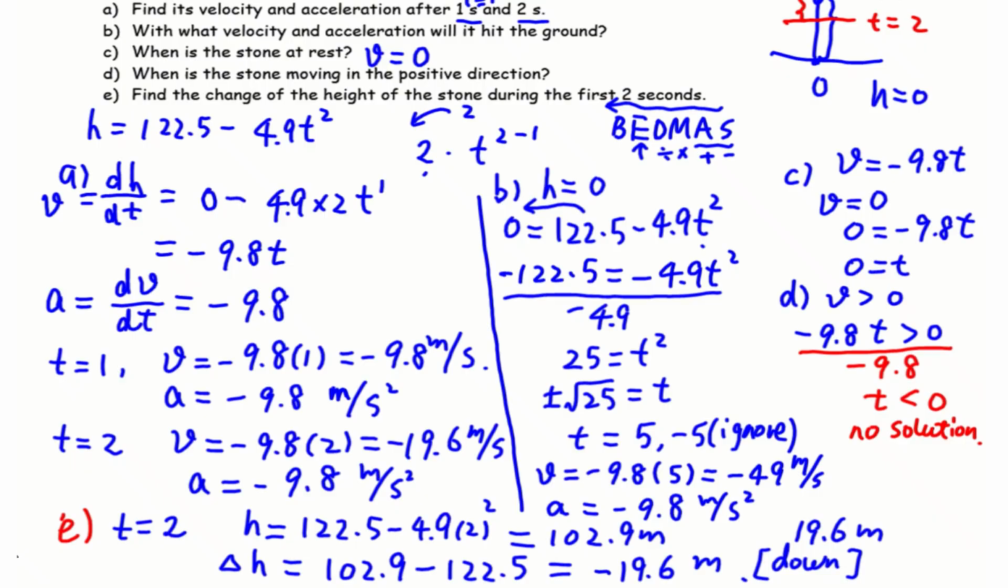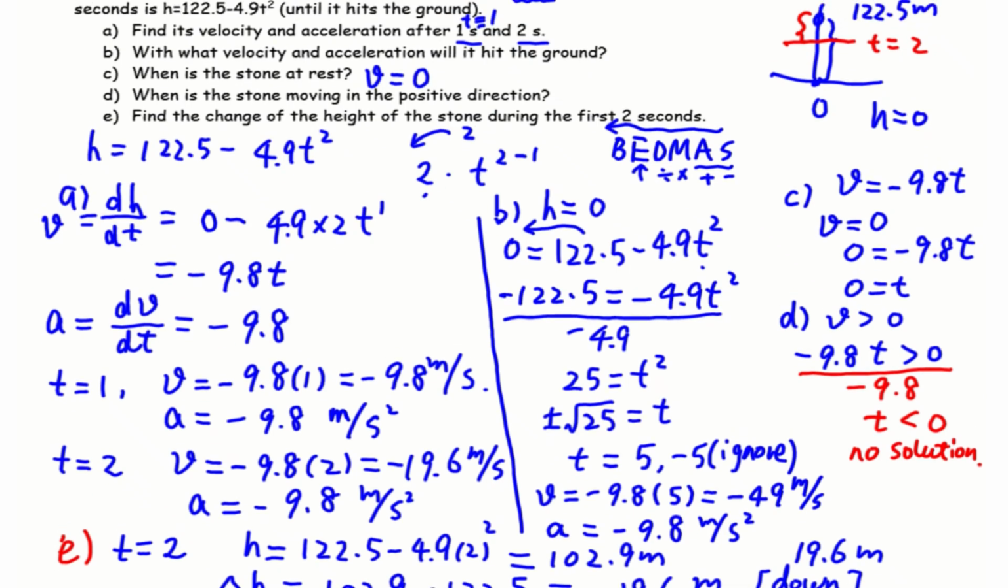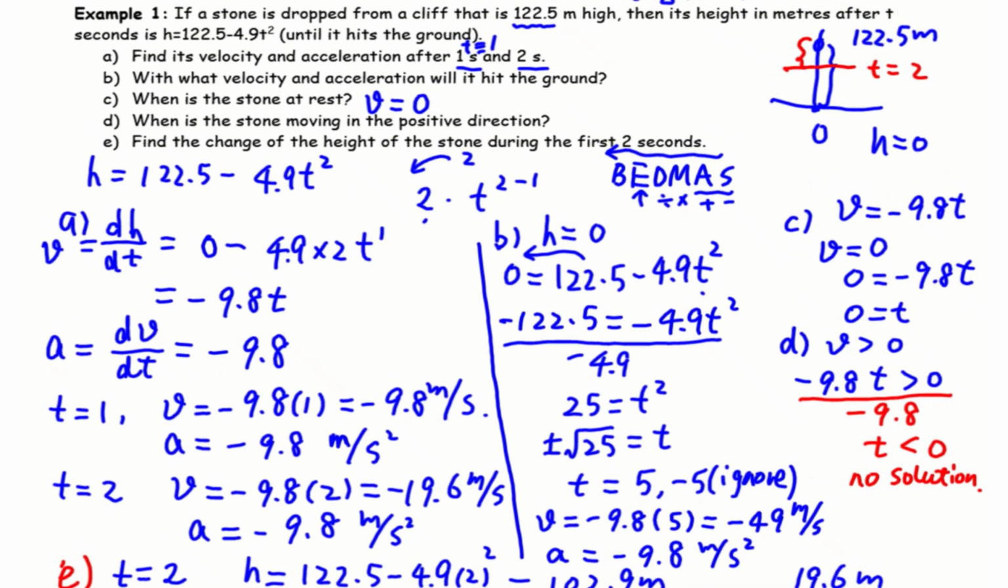Okay, so this is how we use our derivative to find the velocity and the acceleration for this kind of question. We call this one no external force, free fall. So we solved one free fall question using derivatives. Okay, so this is where we can use derivatives in real world application.